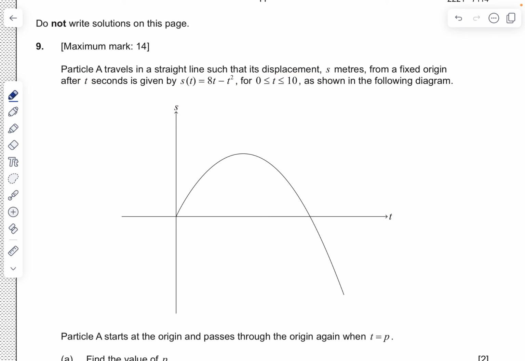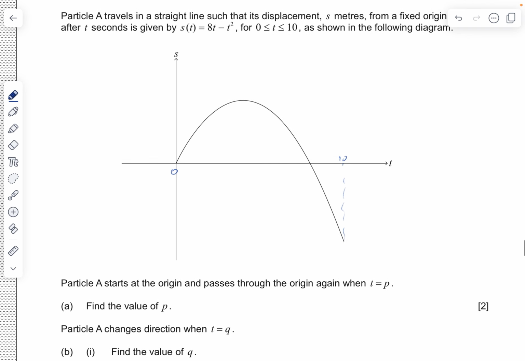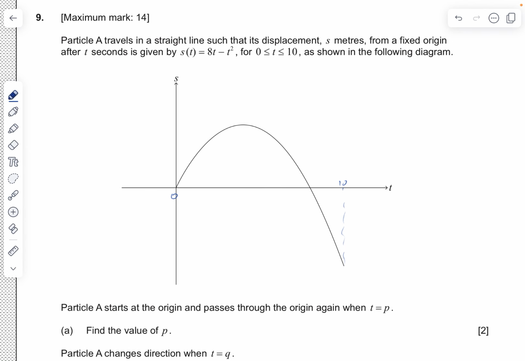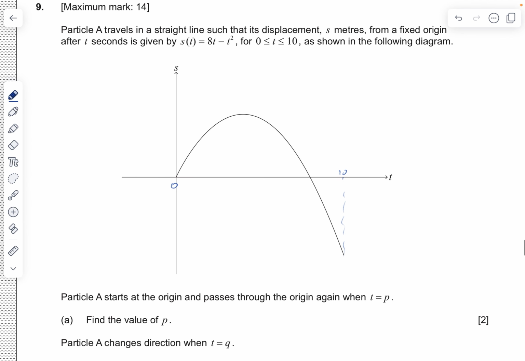So this goes up to 10 here. There's 0. Particle A starts at the origin and passes through the origin again when t equals p. Find the value of p. Well, let's take the original equation. So that means that it passes through the origin, so S of t equals 0.